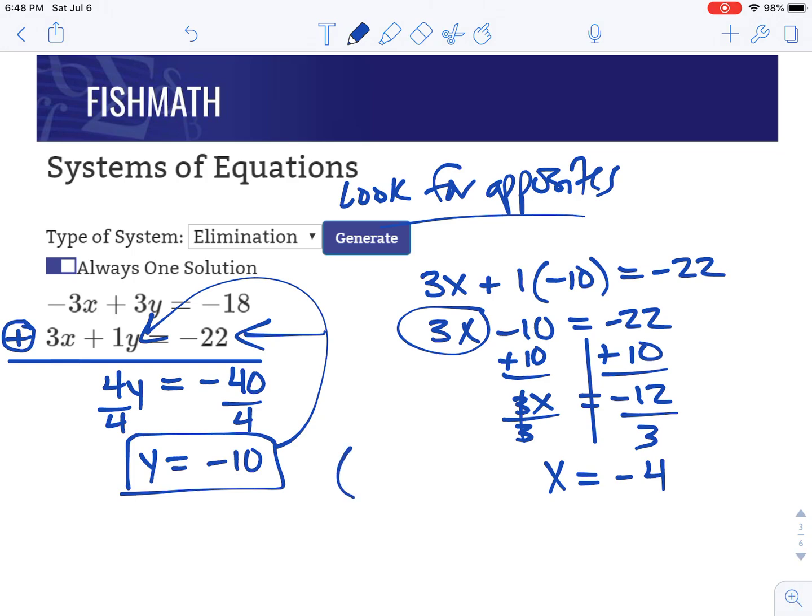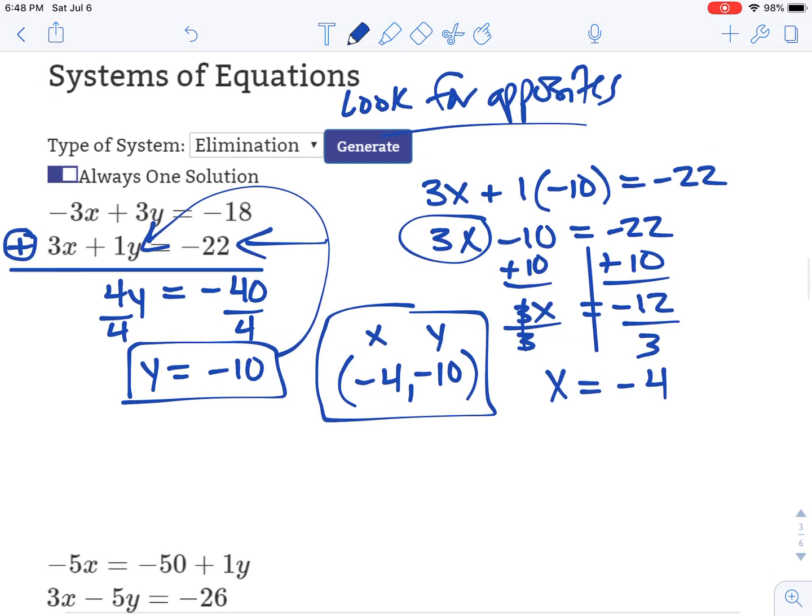And now we've got our answer. As a coordinate point, it's (-4, -10). Always the x, followed by the y as a coordinate point. The beauty of math is that we can always check our answer. We could take -4 and -10, and we can make sure that this works. So we can take the coordinates and just simply plug them into the equations to show that it's true. So let's check equation 1. -3 times our x plus 3 times our y should be -18.